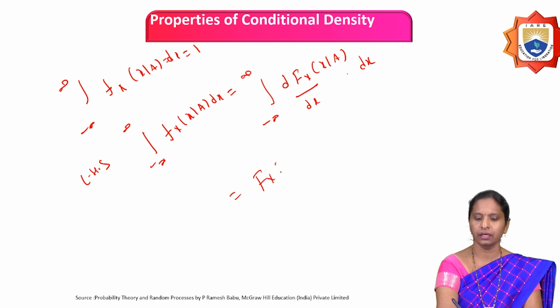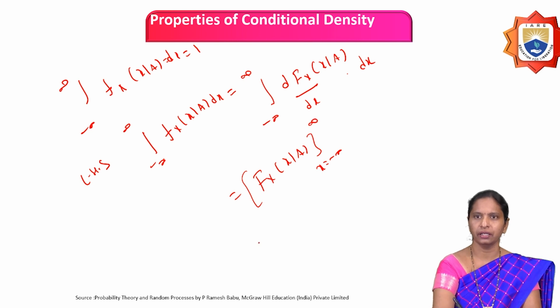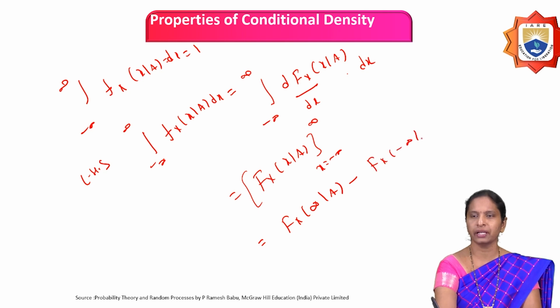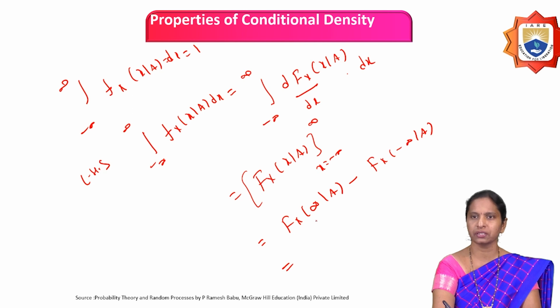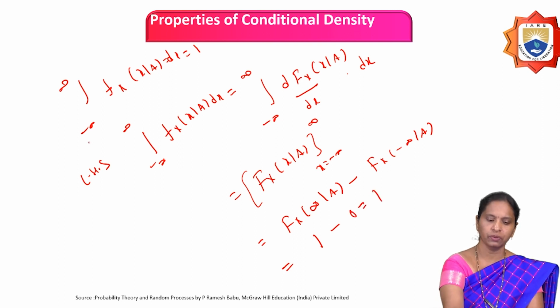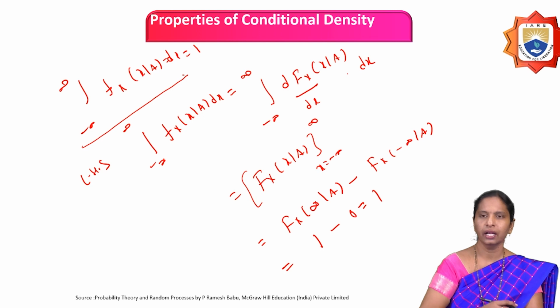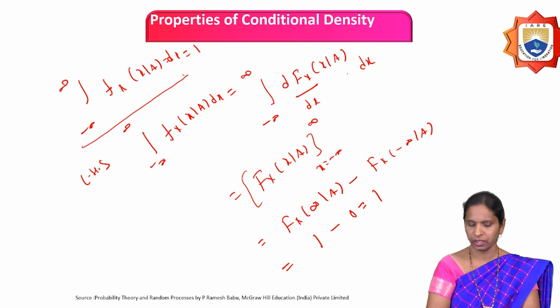Then how can I write down here? F_X(x by a), and what about the x limits here? Minus infinity to infinity. It equals to what? F_X(infinity by a) minus F_X(minus infinity by a). So what is F_X(infinity by a) from the properties of the conditional distribution function? 1. And what is F_X(minus infinity by a)? 0. It equals to what? 1. Therefore, the area under the conditional density function is equal to 1.